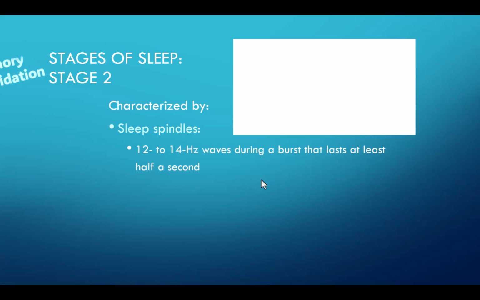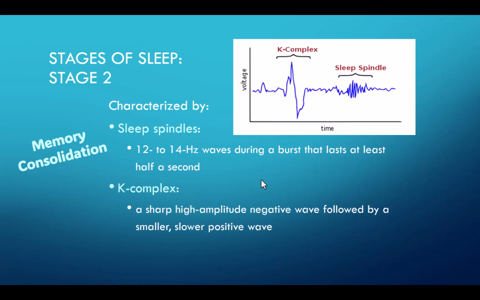As we move into stage 2 of sleep, overall brain activity continues to decrease, our heart rate and temperature also decrease, but it's still considered a light sleep. It's characterized by sleep spindles, which are 12 to 14 hertz waves. It's a burst that lasts about half a second, and they're thought to be important in memory consolidation. K complexes are sharp, high amplitude waves, and they're basically associated with a temporary inhibition of neuronal firing. So again, this is a light sleep, and we spend the majority of our night in stage 2 sleep.